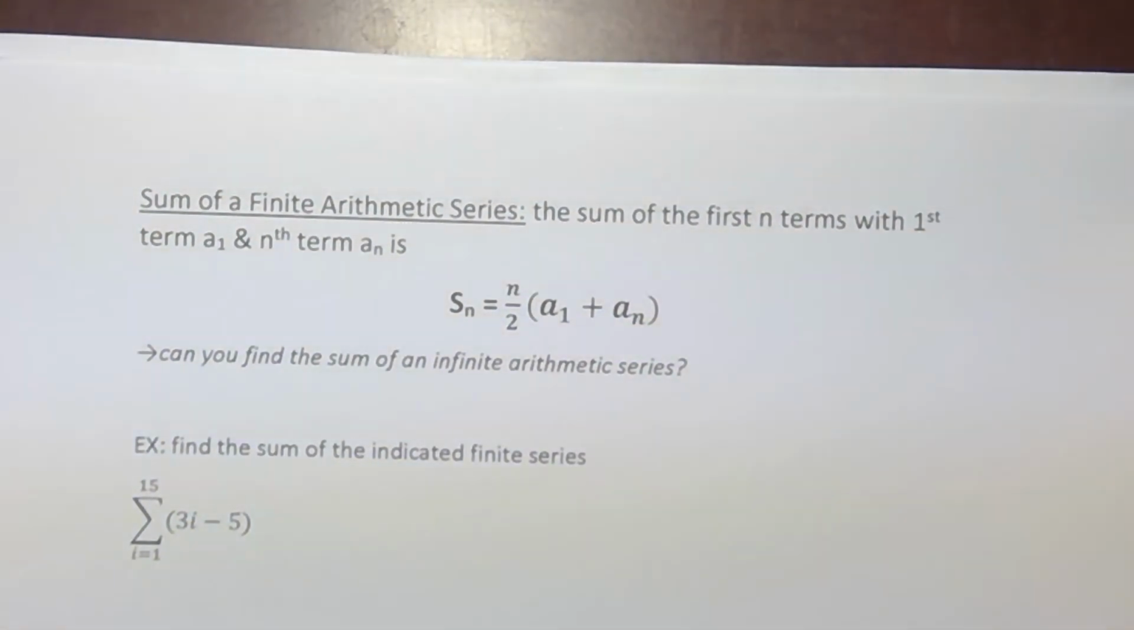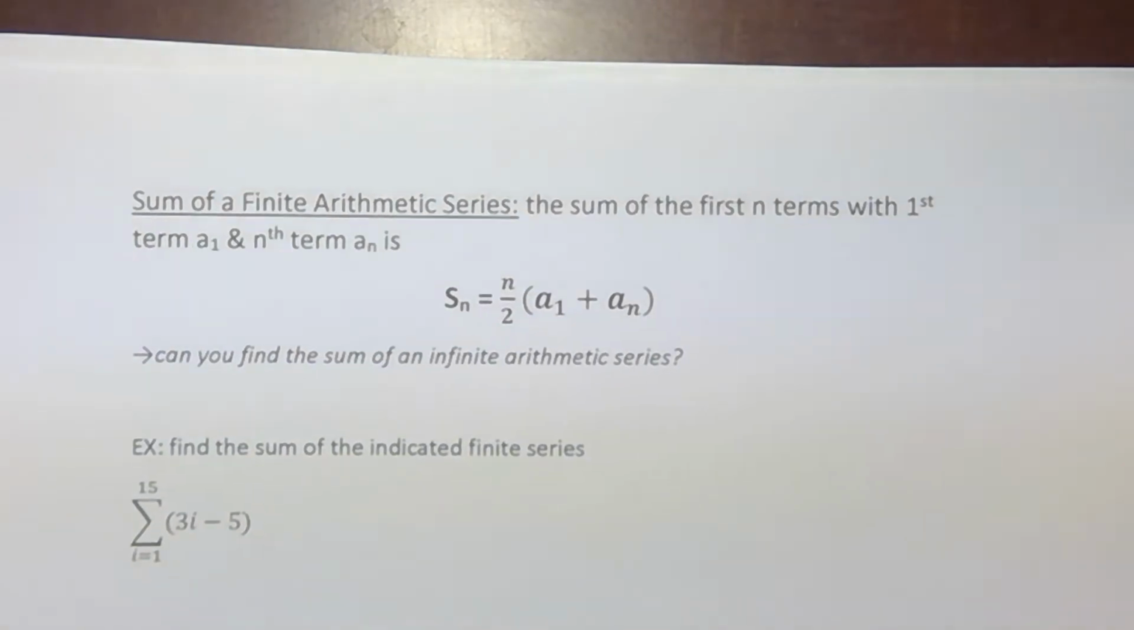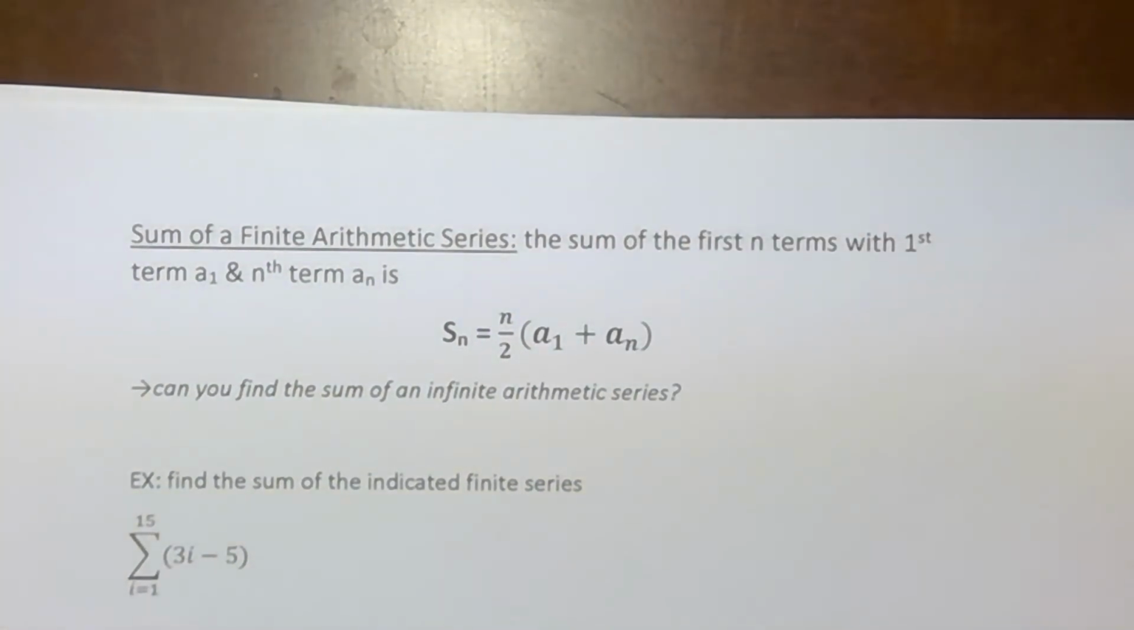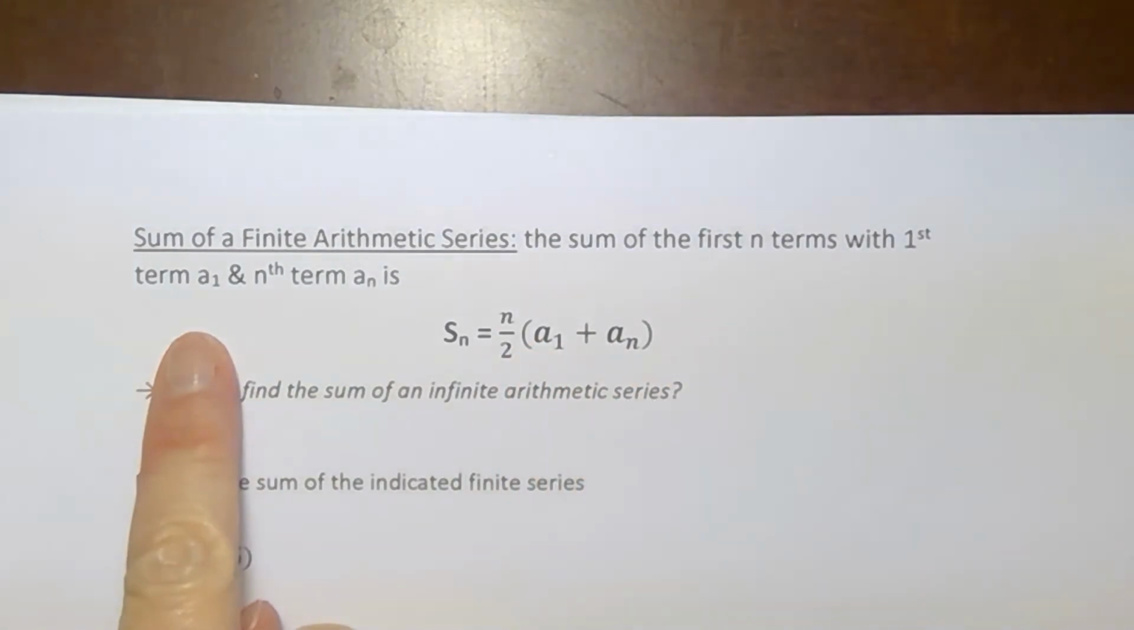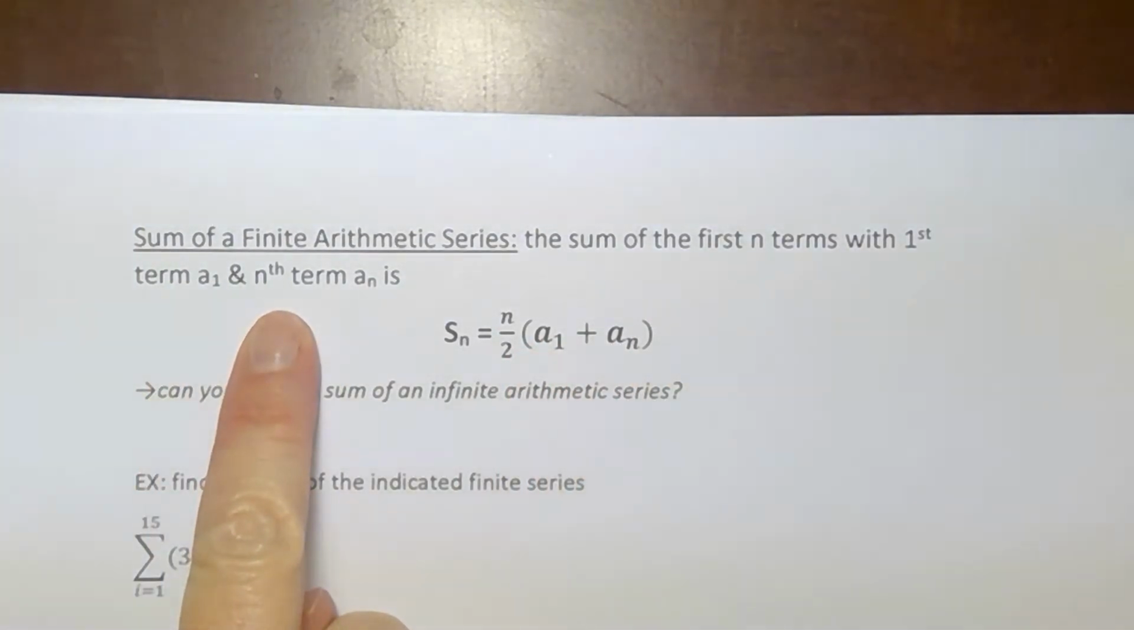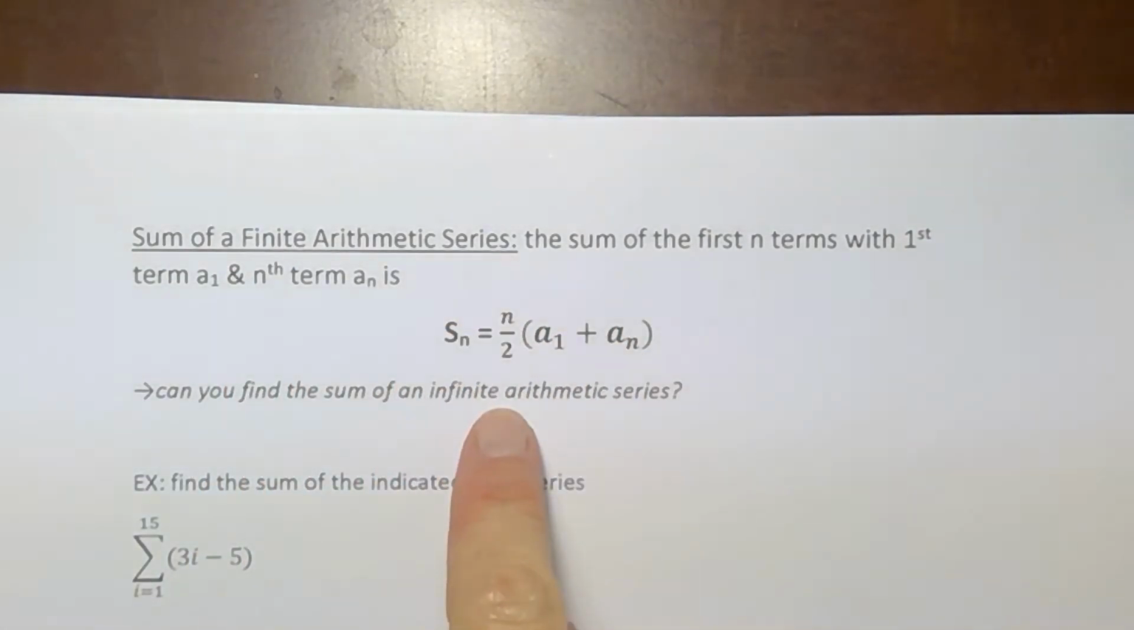Okay, let's look at how to find the sum of a series, an arithmetic series. The sum of an arithmetic series is found by using the first term, a sub 1, and the nth term, which is the last term we're interested in, and plugging them into this formula.